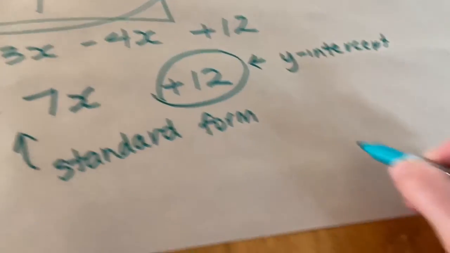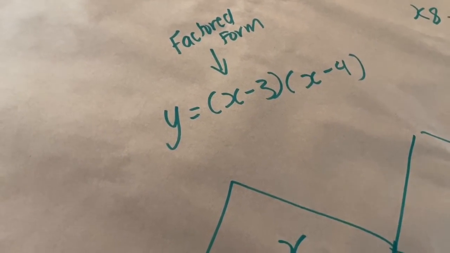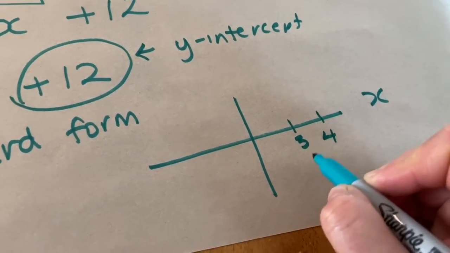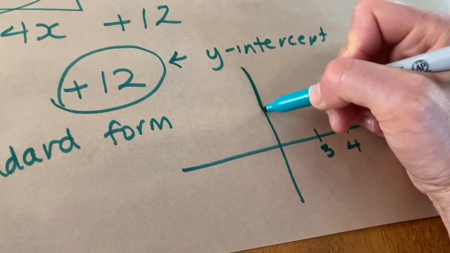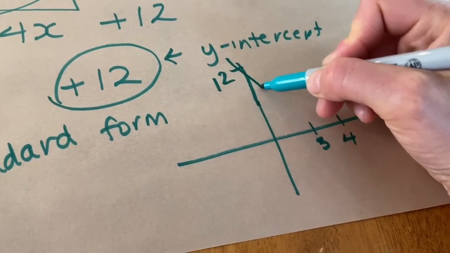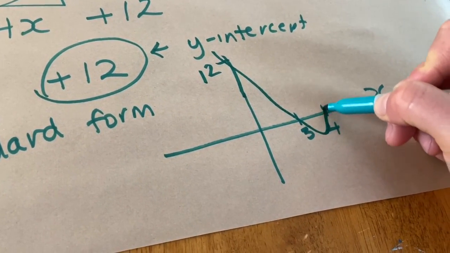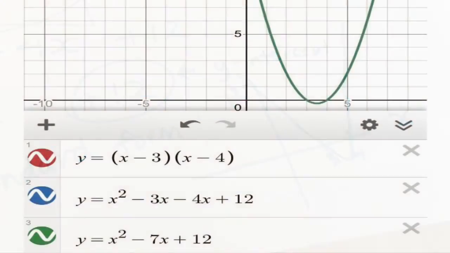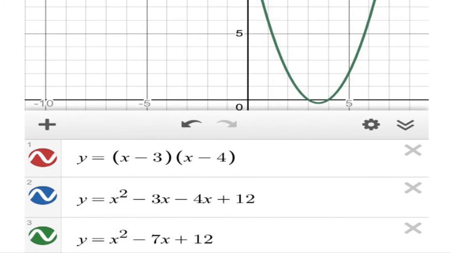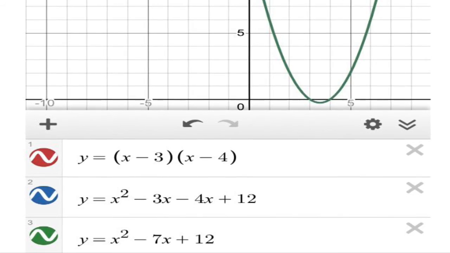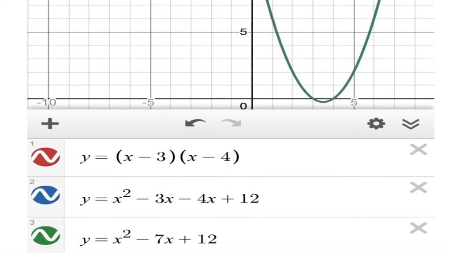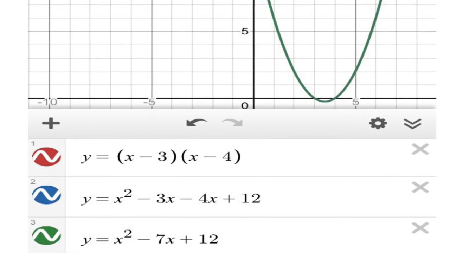y-intercept. So that means if I were to graph this, I know from factored form it's going to go through plus 3 and plus 4 on the x-axis. So here's my x-axis, plus 3, plus 4, and my y-intercept is going to be 12. So I'm going to have a graph that looks like that. And we can check right now with Desmos to make sure we are correct. I've entered the factored form, the standard form at the end, and the middle step, and I can see that I have one graph, so all three of those are the same, so I did not make a mistake.